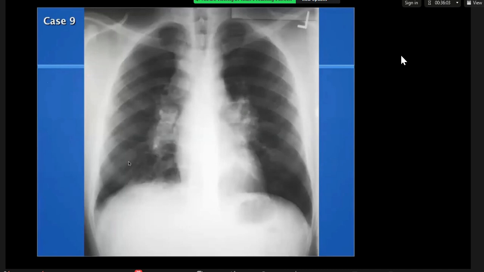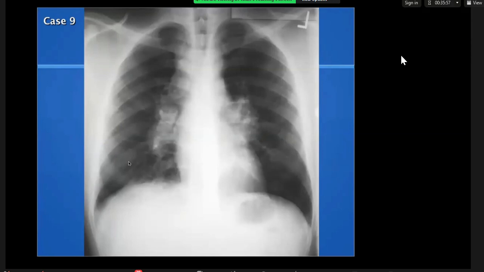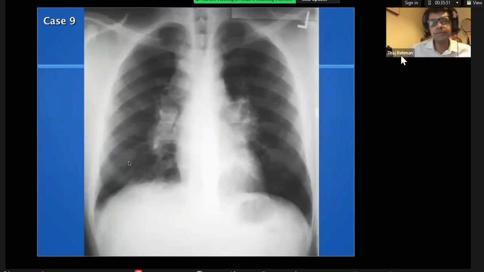Okay, so frontal chest X-ray. There is bilateral hilar lymphadenopathy with some right upper paratracheal widening, giving sarcoidosis. Very good. Simple, straightforward.